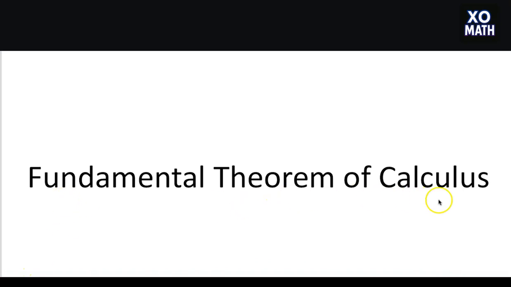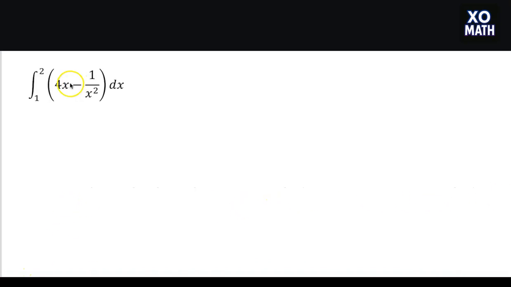The Fundamental Theorem of Calculus. Here we have the integral from 1 to 2 of (4x minus 1 over x squared) dx. We're going to apply the Fundamental Theorem of Calculus to this definite integral, meaning we need to find the antiderivative of 4x minus 1 over x squared to start.